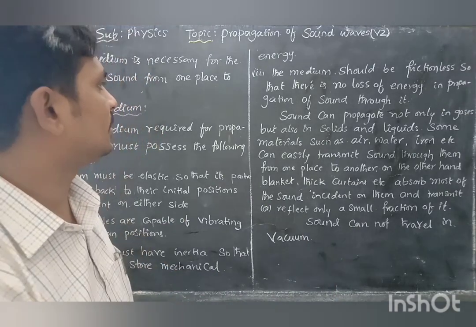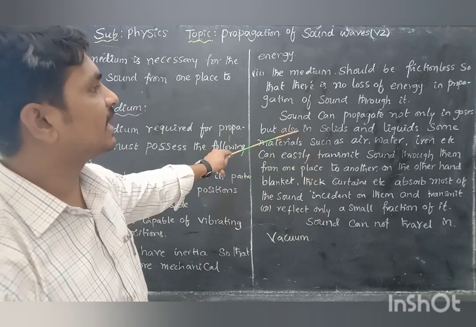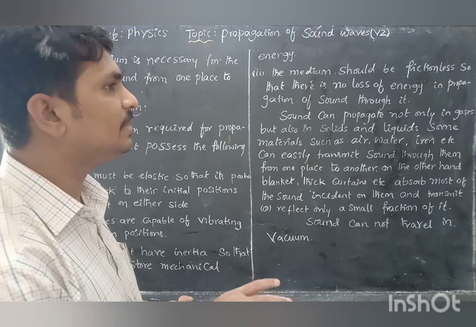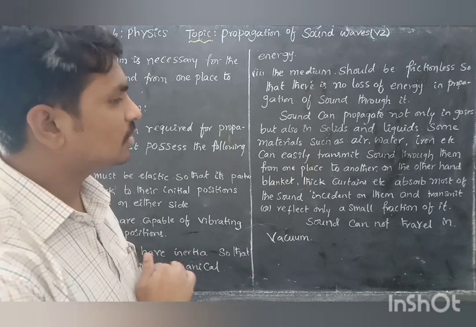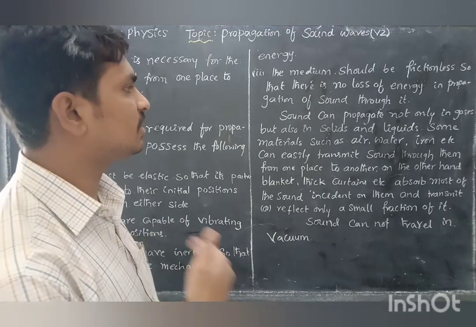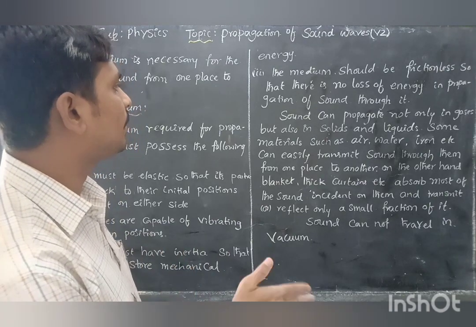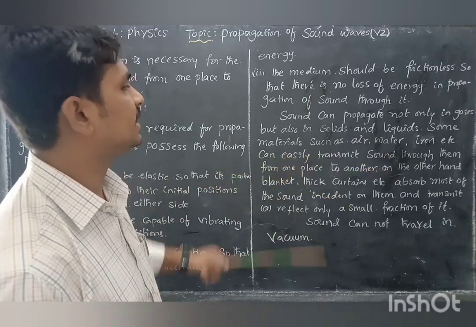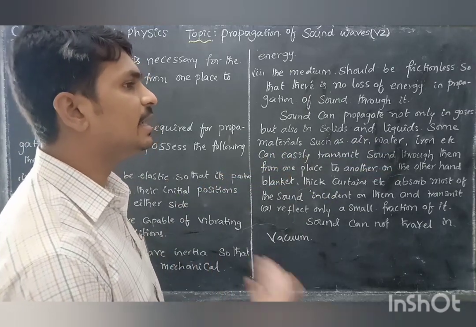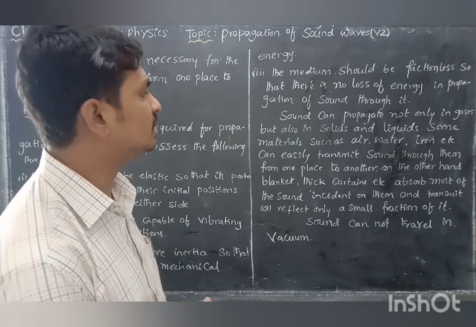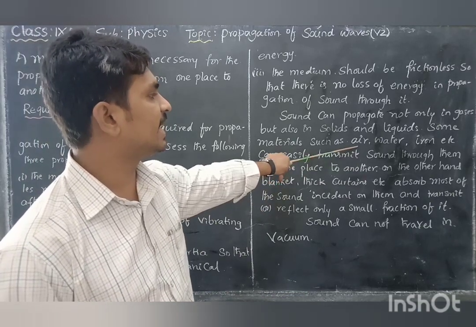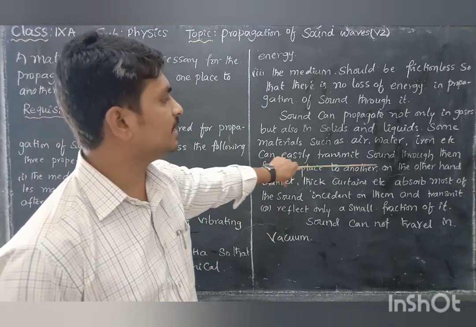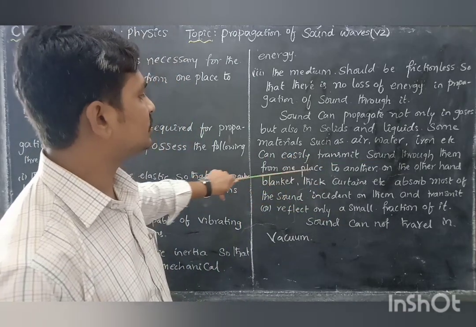Next, sound can propagate not only in gases. The experiment shows sound needs a material medium. It is air, but not only air; in the case of solids and liquids also, sound is propagated. Some materials such as air, water, iron, etc. Sound travels through air, water and iron also. Air is a gas, water is a liquid, and iron is a solid. These can easily transmit sound through them from one place to another.